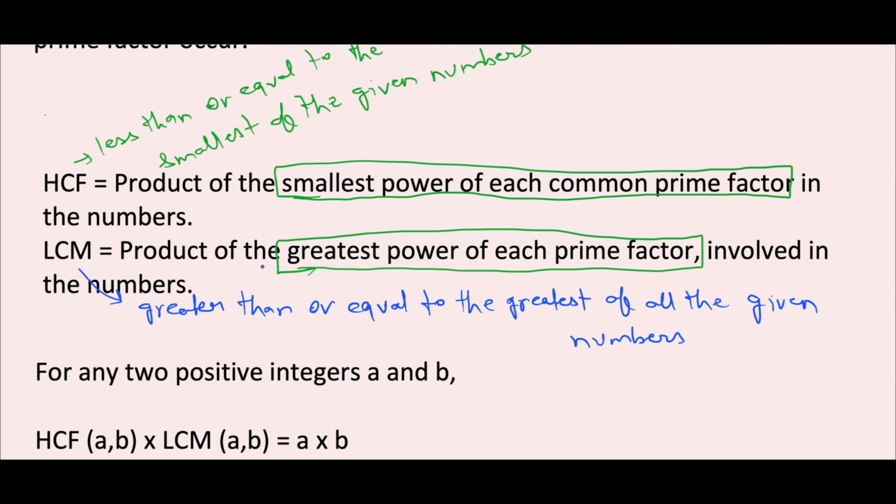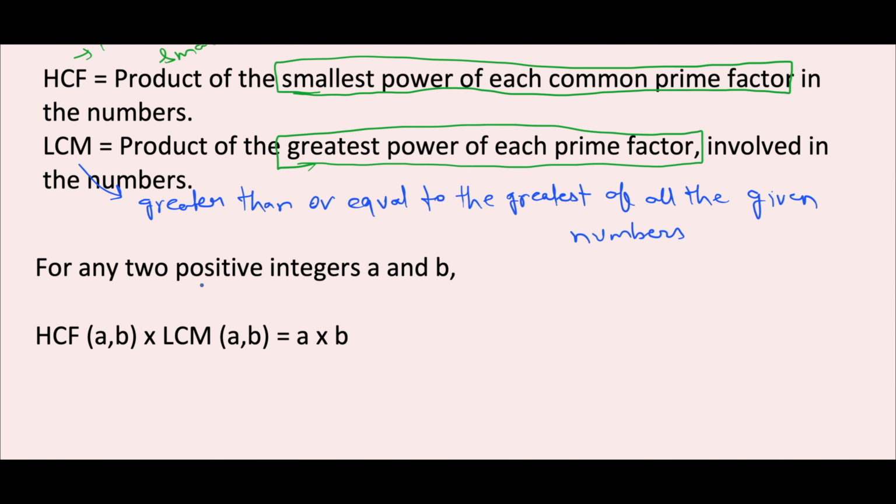Now from the HCF and LCM there is a formula to find the product, or the HCF or LCM, if two numbers are given. The formula states that for any two positive integers a and b, it is valid for only two positive integers, HCF of a and b times LCM of a and b will be equal to the product of a and b. So for any two given numbers, the multiplication of their HCF and LCM is equal to the product of the two given numbers.